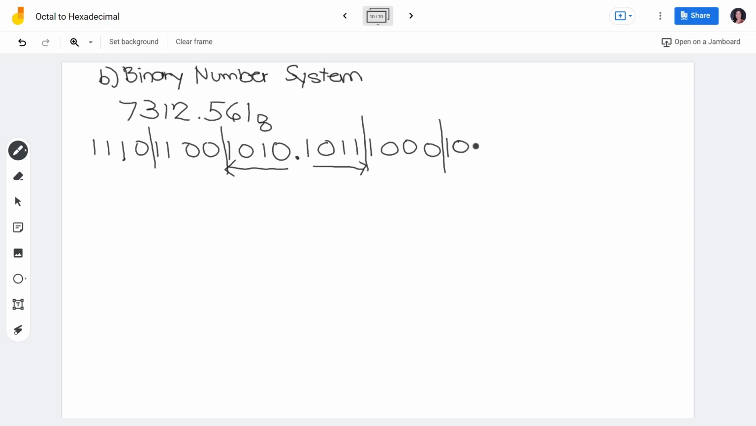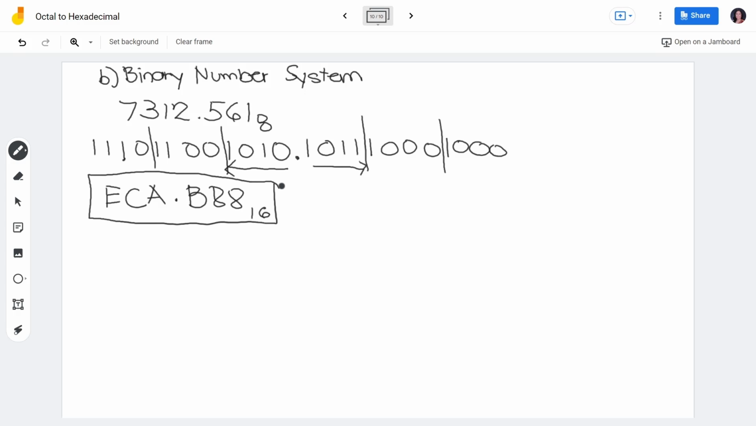Again, we have 1 digit here. Let's add 3 zeros. Okay, so we have 1110 is E. And then 1100 is C. 1010 is A. Point. 1011 is B, which is 11. And then 1000, we have 8. And then another 8, base 16. So this is the final answer if we're going to use binary system.